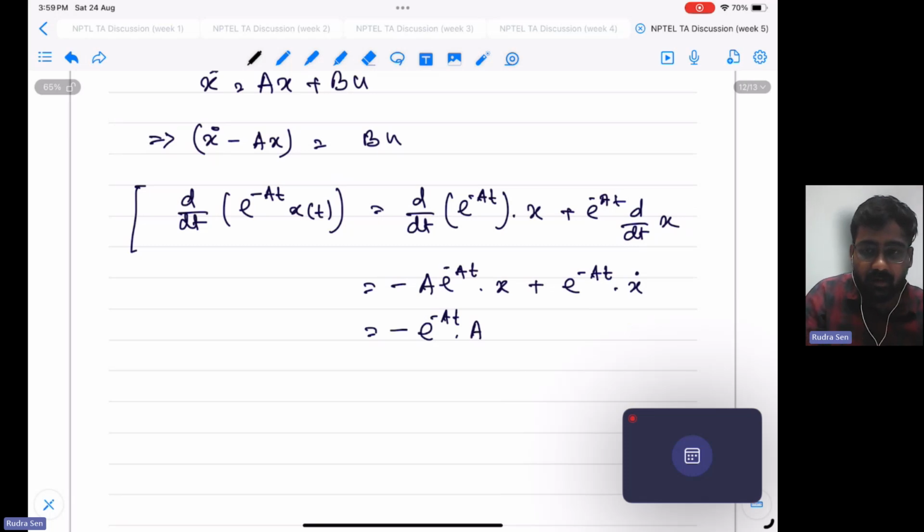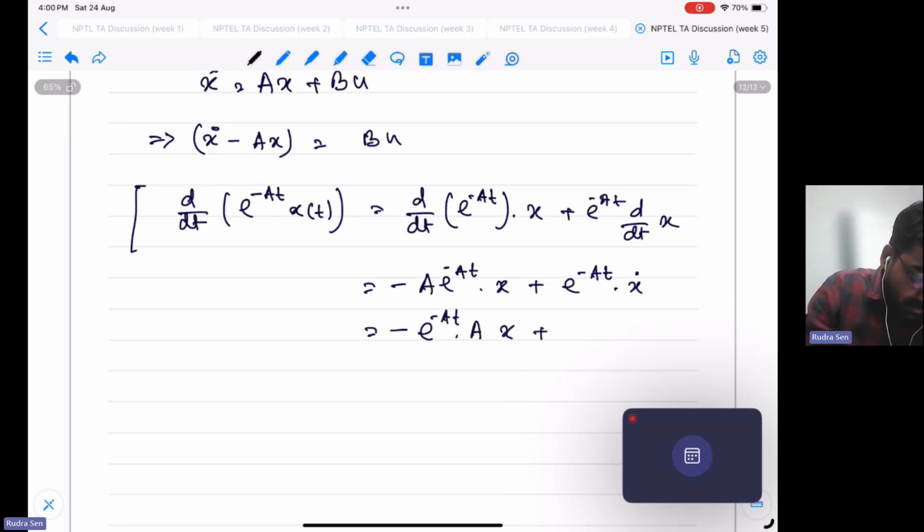We will see next that A is also a matrix, and e to the power At is also a matrix, but these two matrices basically commute. We will see how they commute, because in general, if A and B are both matrices, then AB is not equal to BA. We know that. But here these two matrices commute, basically AB equals BA. It happens. So here A and e to the power minus At, these two matrices basically commute. This is what I am trying to say.